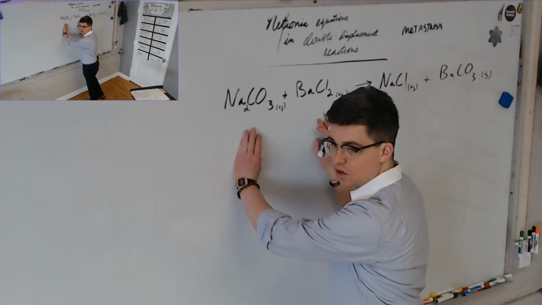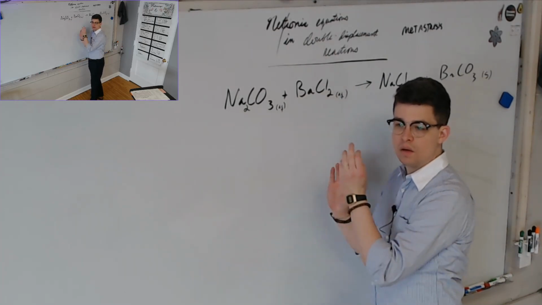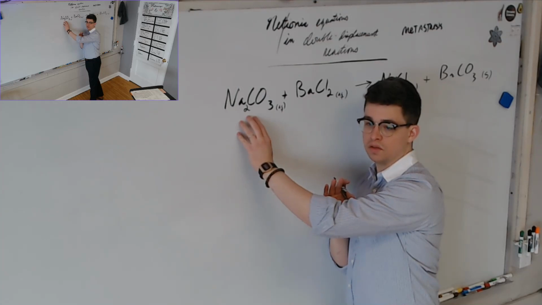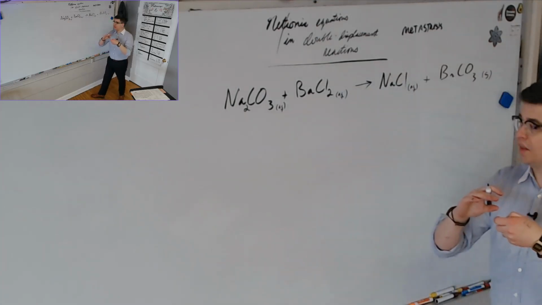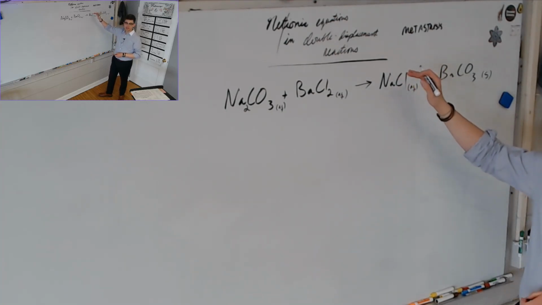So let's think about what this would look like. We have two things dissolved in water. They might be colored. They're not, but they're both going to be clear. In this case, it would be a perfectly clear solution that would just look like water, plus another perfectly clear solution. We're going to mix them together, and white chunks are going to fall out of solution. It's going to turn milky because this barium carbonate is not soluble. That tells us that the double displacement reaction did occur.